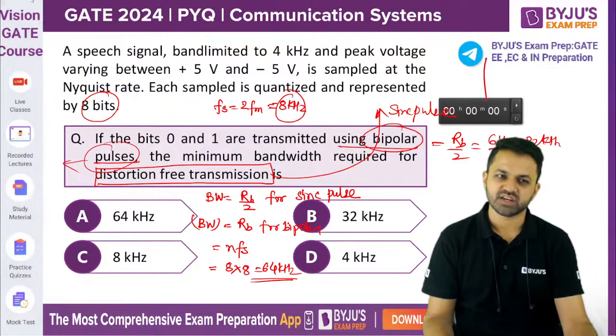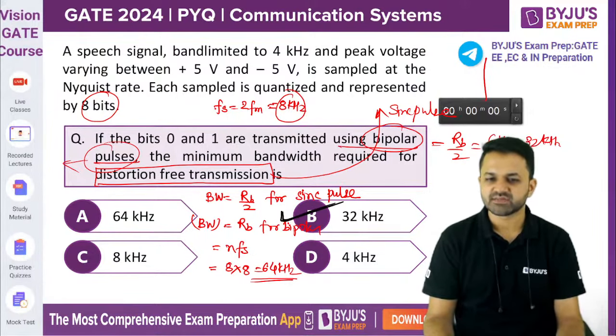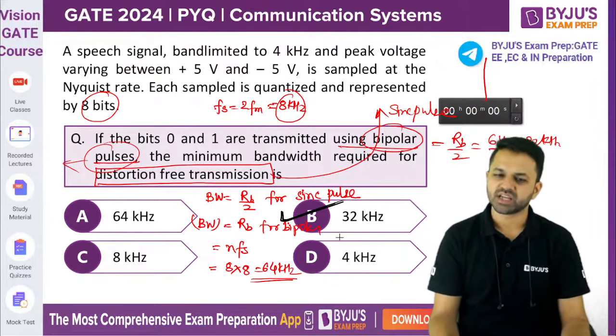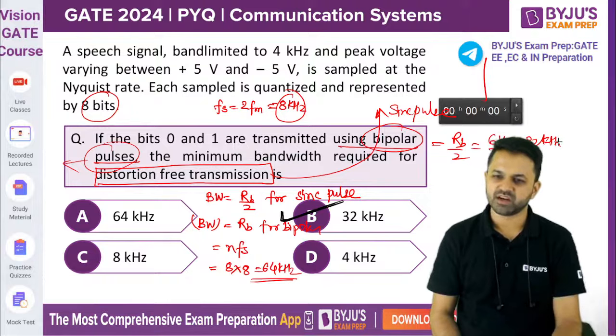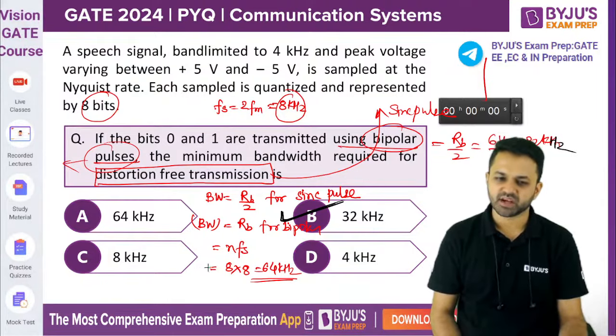So the distortion free condition should be satisfied, and that is more important for the communication to happen effectively. So our answer would be 32 kilohertz, but there may be confusion with 64 kilohertz because of the bipolar.